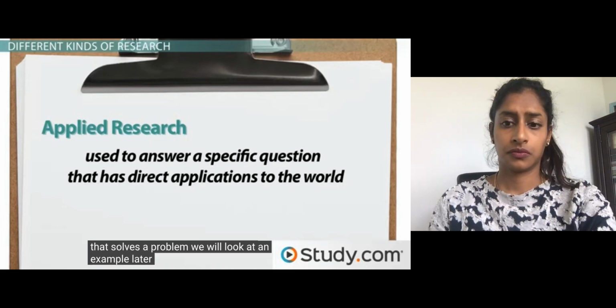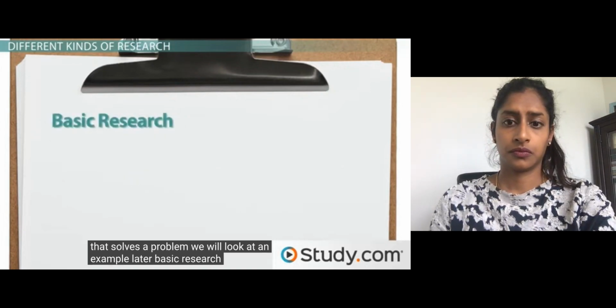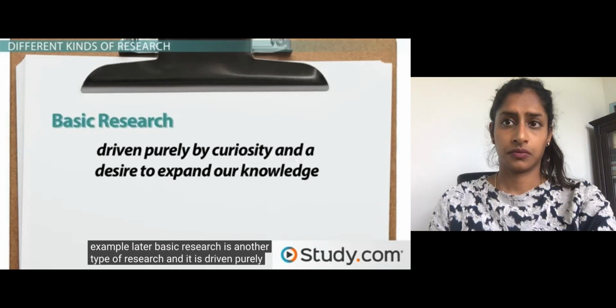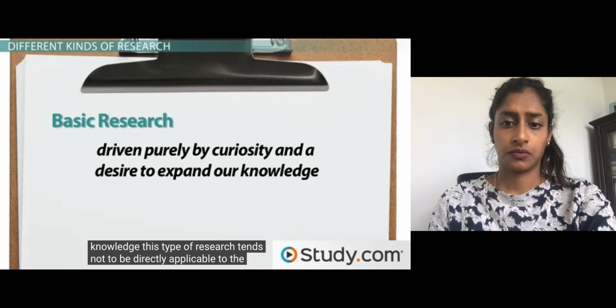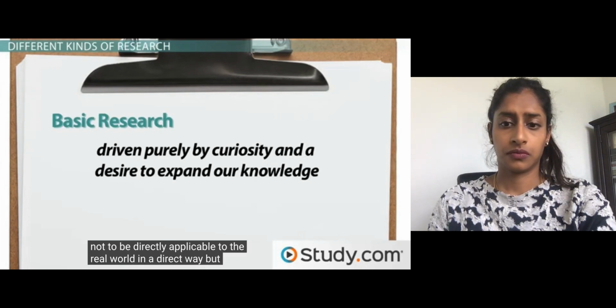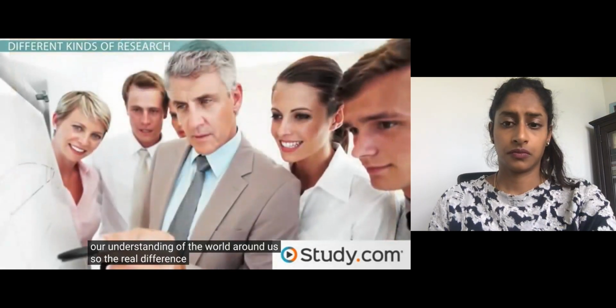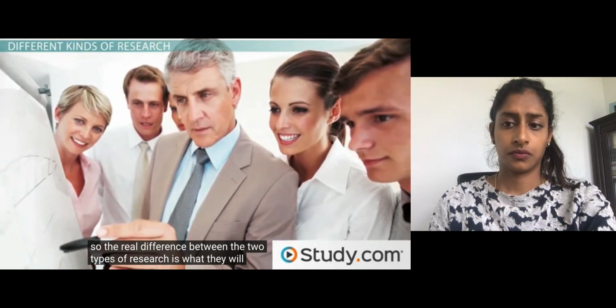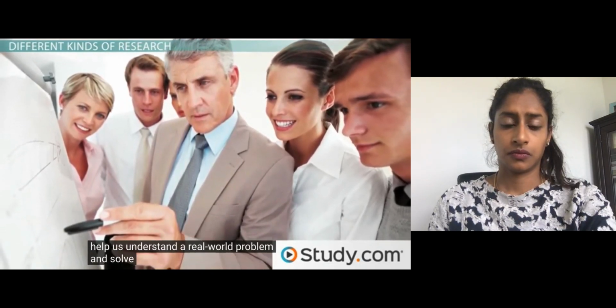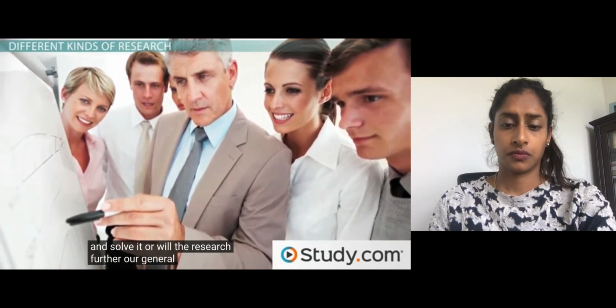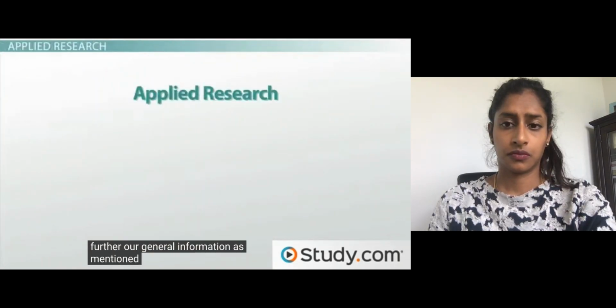We will look at an example later. Basic research is another type of research, and it is driven purely by curiosity and a desire to expand our knowledge. This type of research tends not to be directly applicable to the real world in a direct way, but enhances our understanding of the world around us. So the real difference between the two types of research is what they will be used for. Will the research be used to help us understand a real-world problem and solve it, or will the research further our general information? As mentioned before, applied research is something that we can use.